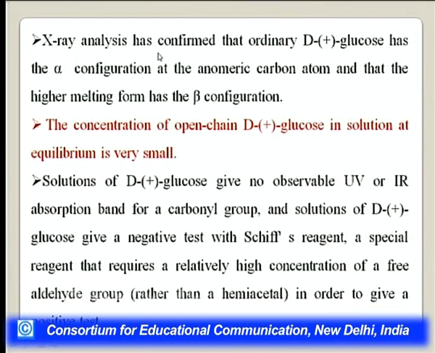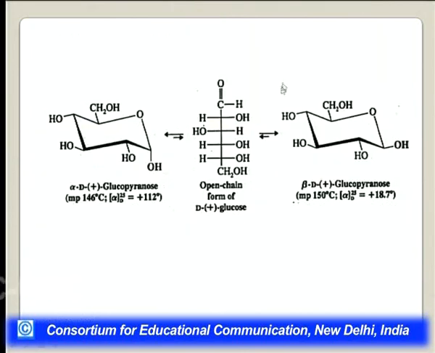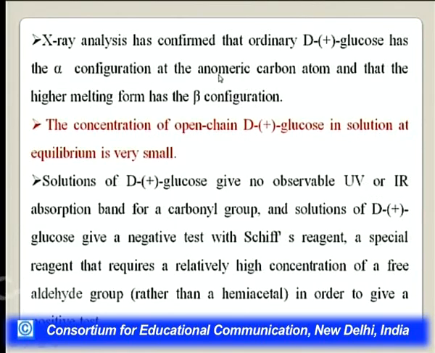X-ray analysis has confirmed that ordinary D-glucose has the alpha configuration at the anomeric carbon. What is the anomeric carbon? This carbon, where the attachment of these two groups is different. So, these are anomers, alpha and beta glucopyranose, and this carbon is called the anomeric carbon. The higher melting point form has the beta configuration. The concentration of open chain D plus glucose in solution at equilibrium is very small. You must notice this, the amount of open chain D glucose is very small.